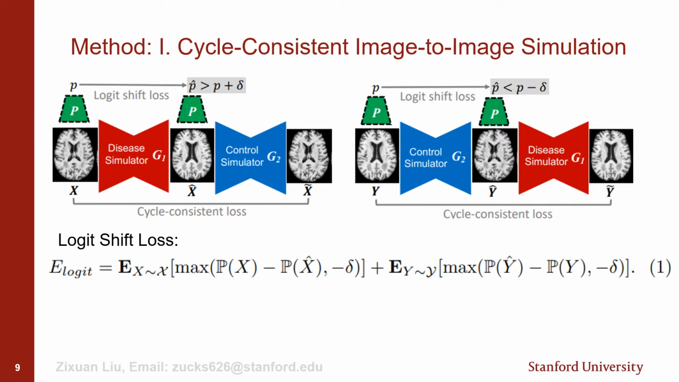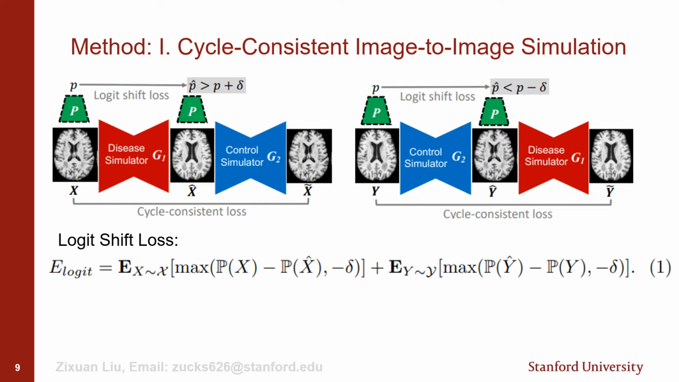Since the control label is 0, in this case the logit P before sigmoid is smaller than 0 if the classifier is making the right decision. Then the disease simulator should generate a simulated image with P hat larger than P plus delta, and vice versa for the right part. In this case, P is larger than 0 if making a correct decision. The control simulator should generate a new image with P hat smaller than P minus delta.